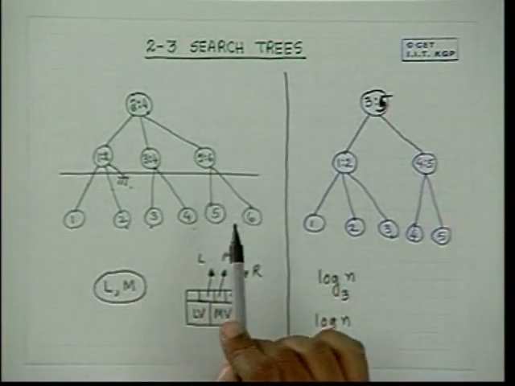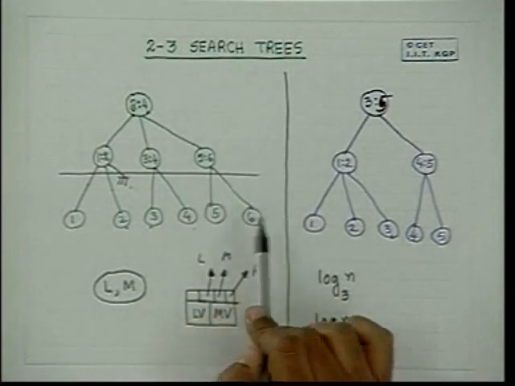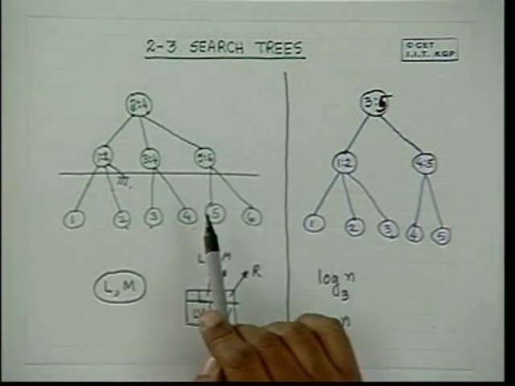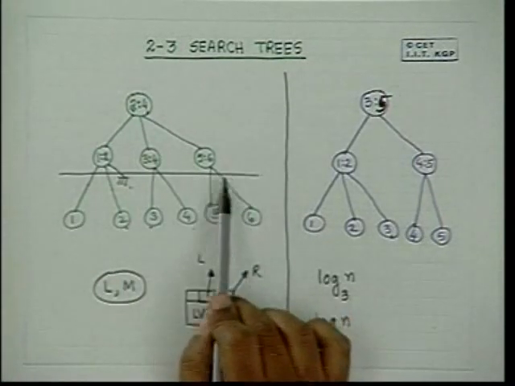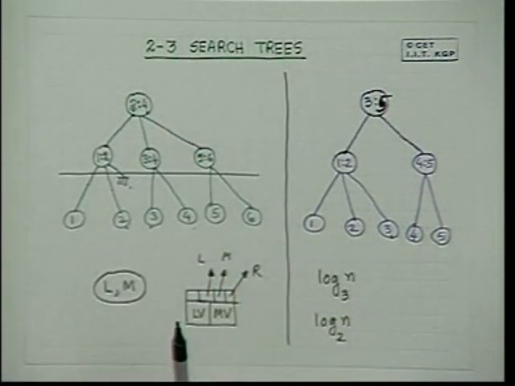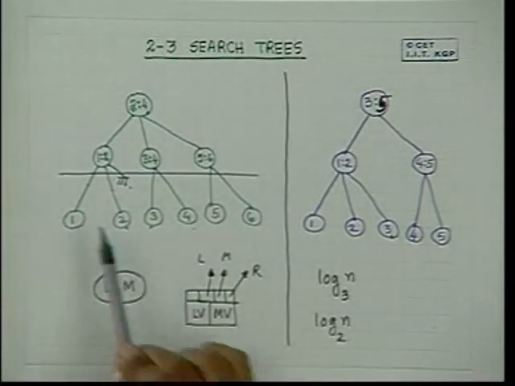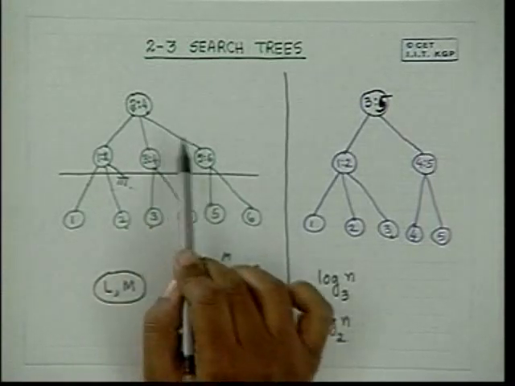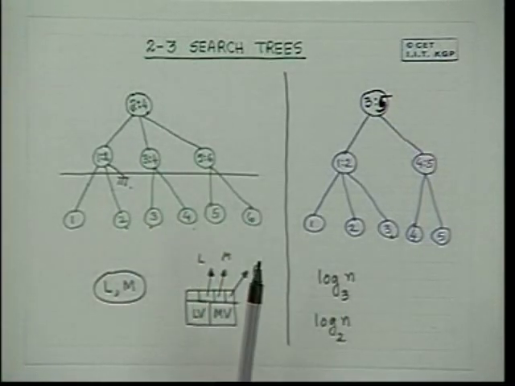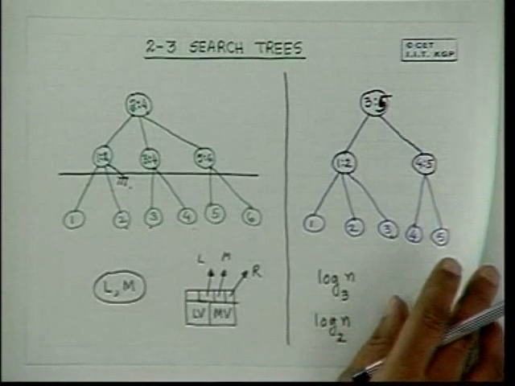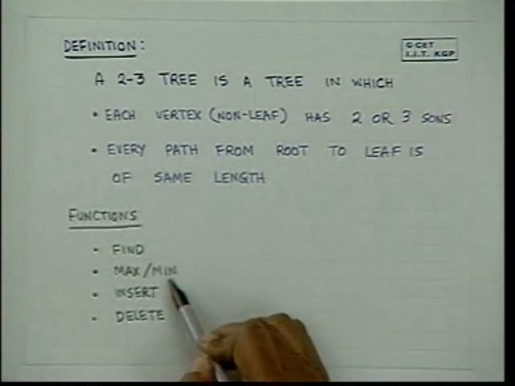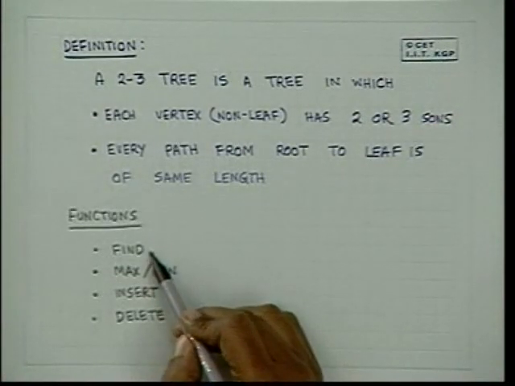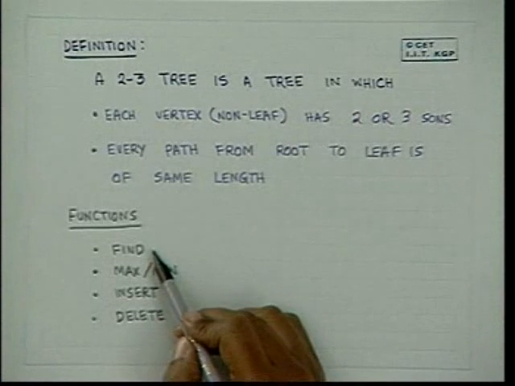Unlike in a binary search tree where the height may be different, even in an AVL tree there may be differences in height. Here the height, like in a tournament, the height from root to leaf will be exactly same for all the nodes. Okay, is that okay? Now we'll see what are the operations for find. What is the algorithm for find?